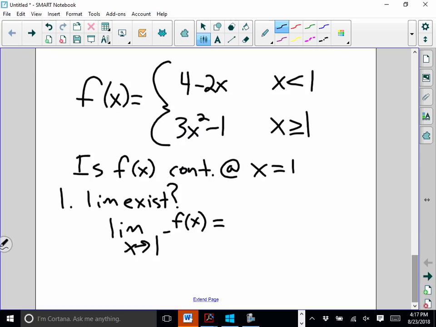Okay, we're back. We want to use the function 4 minus 2x, because that's the function defined for all the values less than 1. So that'll be on the left side of our graph. So to find the limit as x goes to 1 minus, we want to plug in 1 to our top function, 4 minus 2x. When we do that, we see that the limit as x goes to 1 minus is 2. 4 minus 2 times 1 equals 2. Okay. We're not done because we also have to check the right-hand limit.